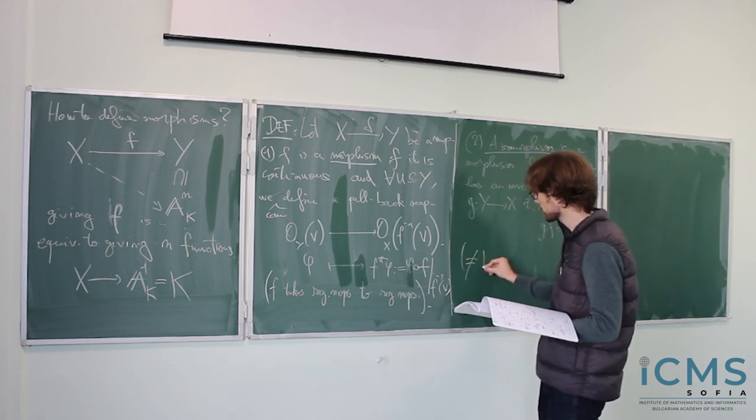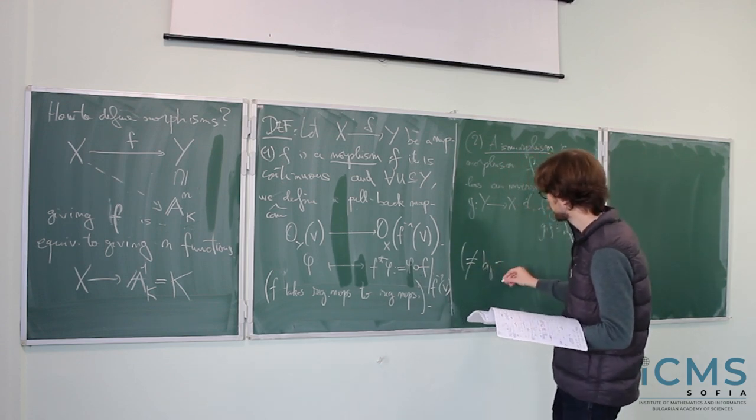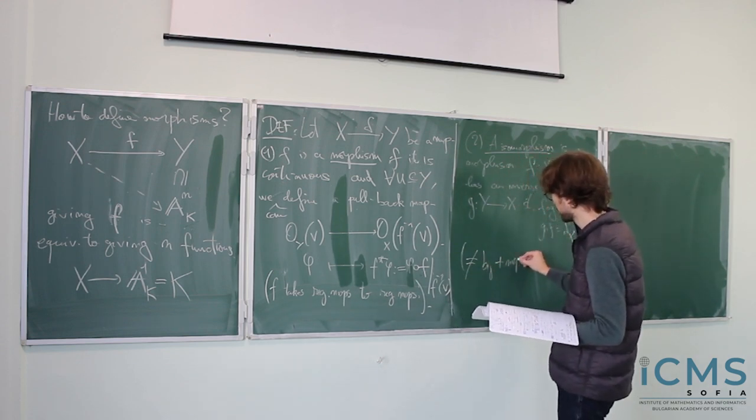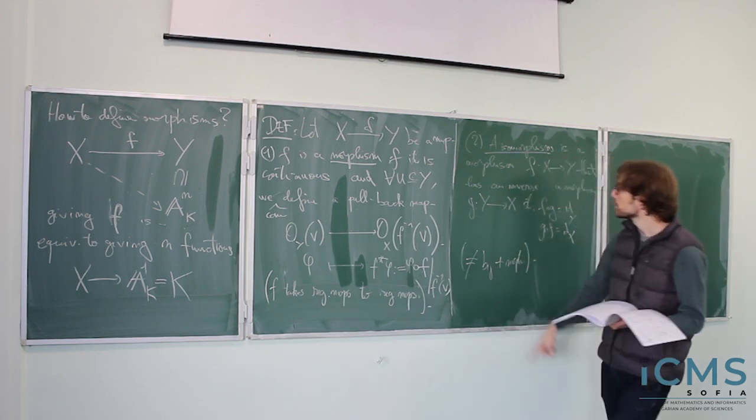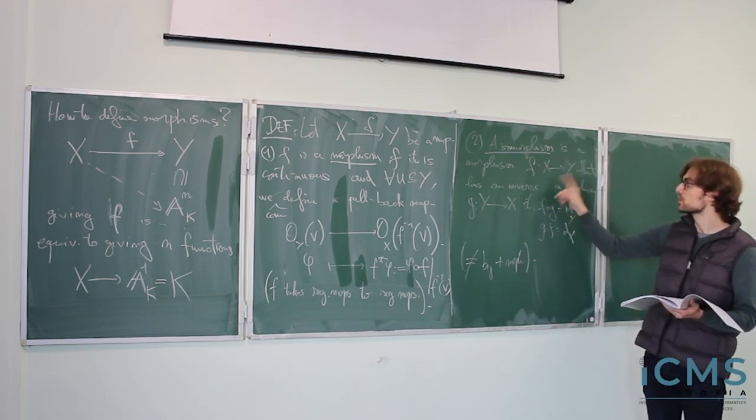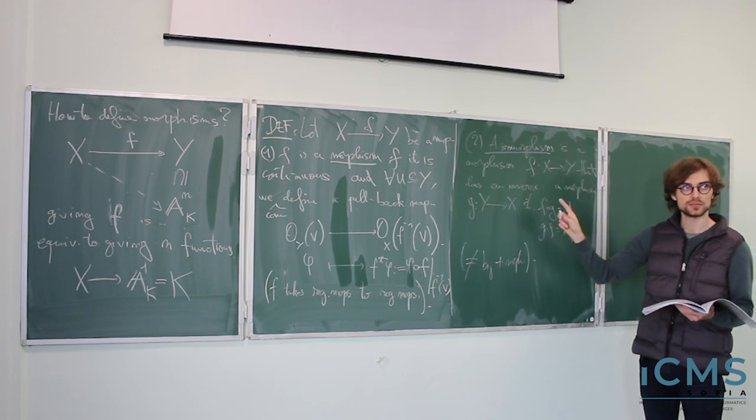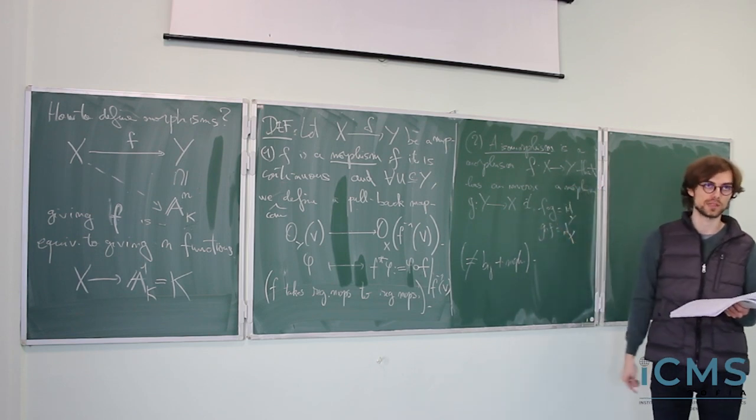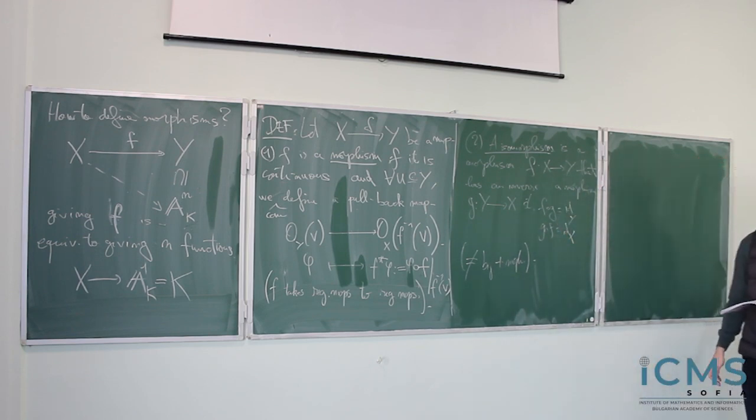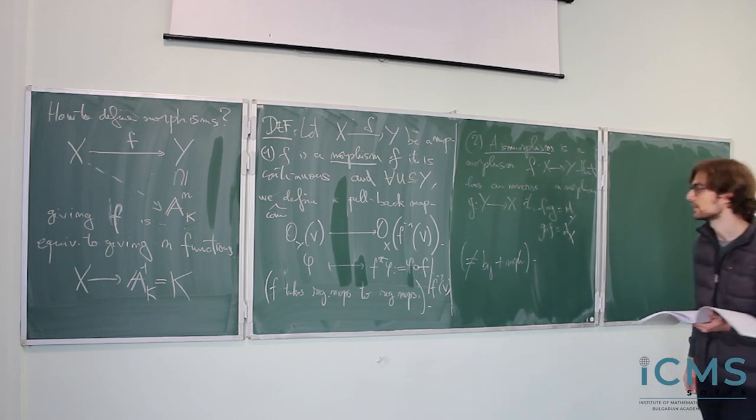This does not mean that it's bijective and a morphism. You could have here a morphism which is bijective, but which is not an isomorphism. And we'll see why that can happen later on.